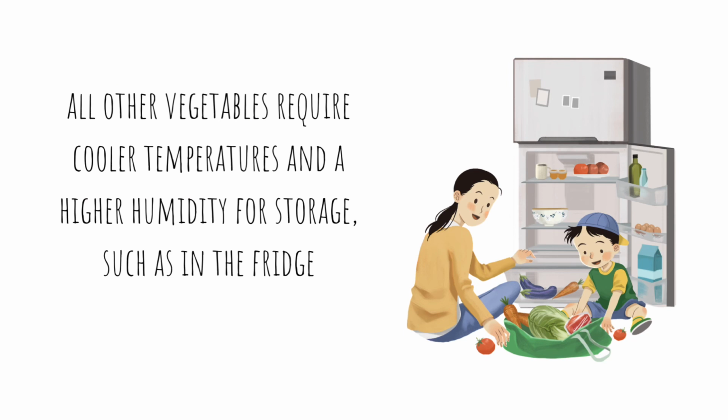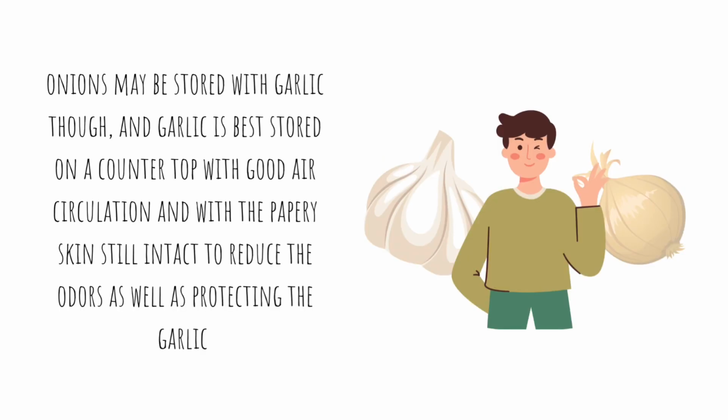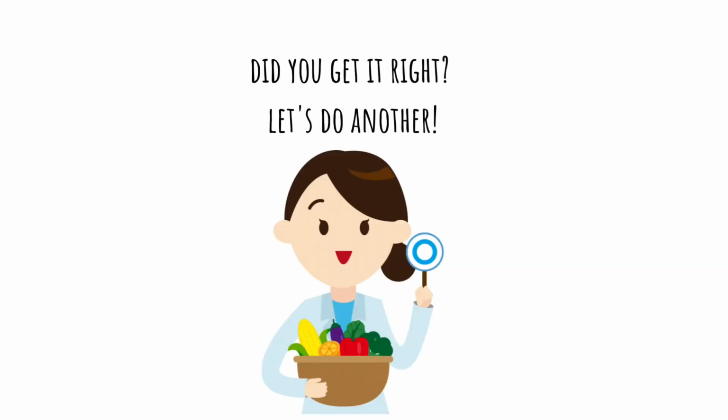All other vegetables require cooler temperatures and a higher humidity for storage, such as in the fridge. Onions should not be stored next to potatoes, as the onions can quicken the ripening process of the potatoes by expelling ethylene gas. In addition, onions are known to give off odors, and potatoes can absorb odors. Onions may be stored with garlic though, and garlic is best stored on a countertop with good air circulation and with the papery skin still intact to reduce the odors as well as protecting the garlic. Did you get it right? Let's do another.